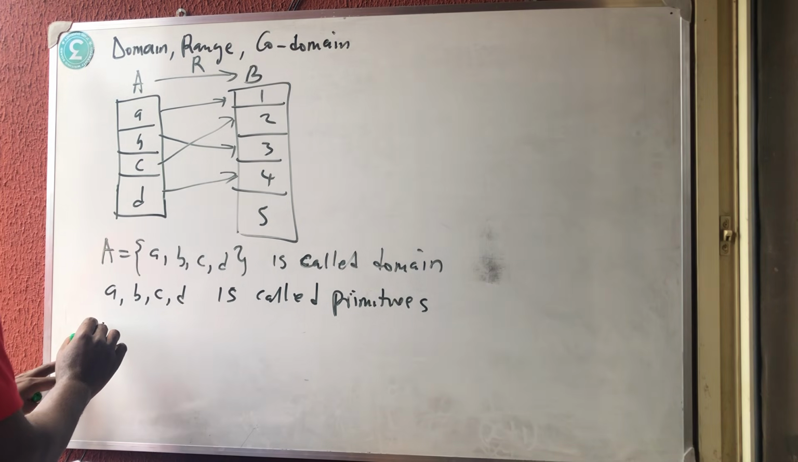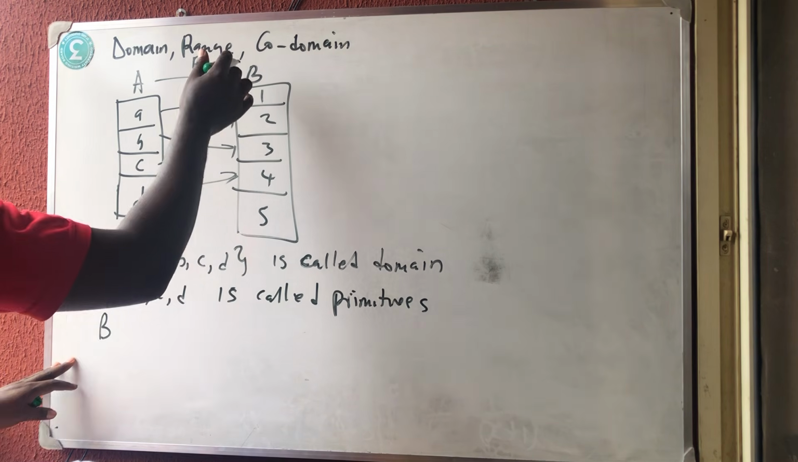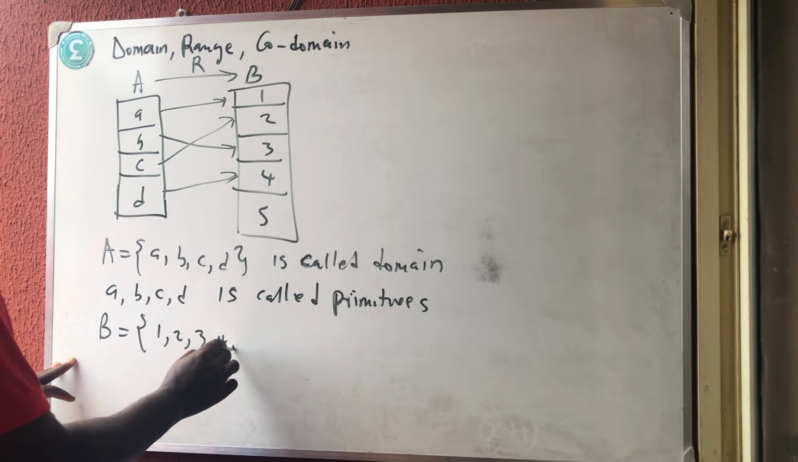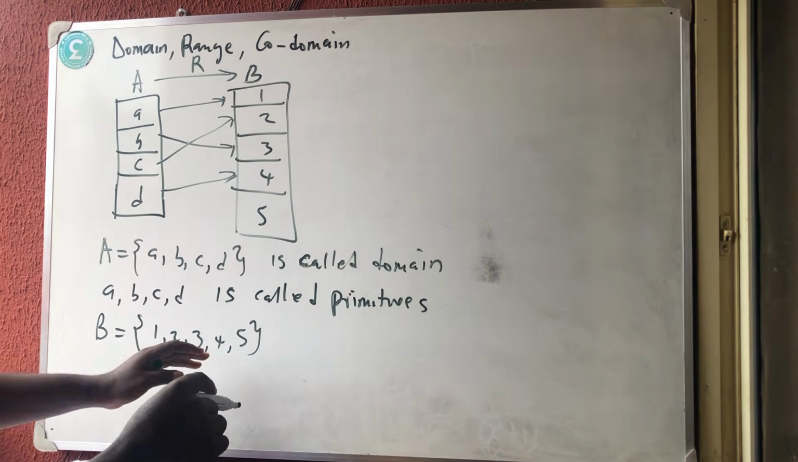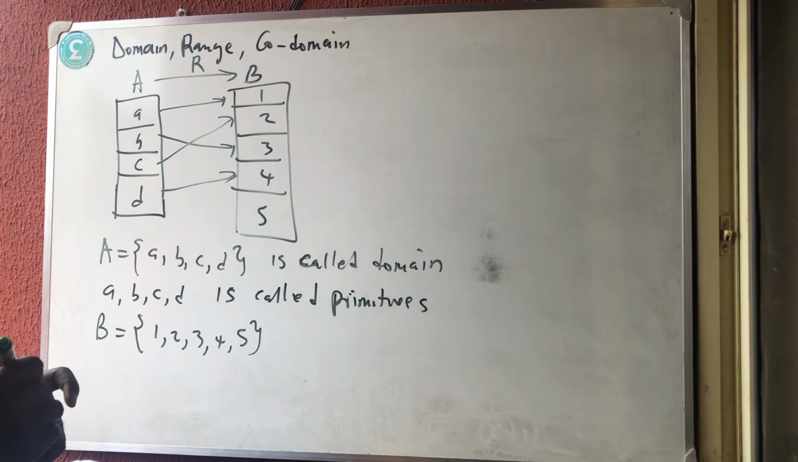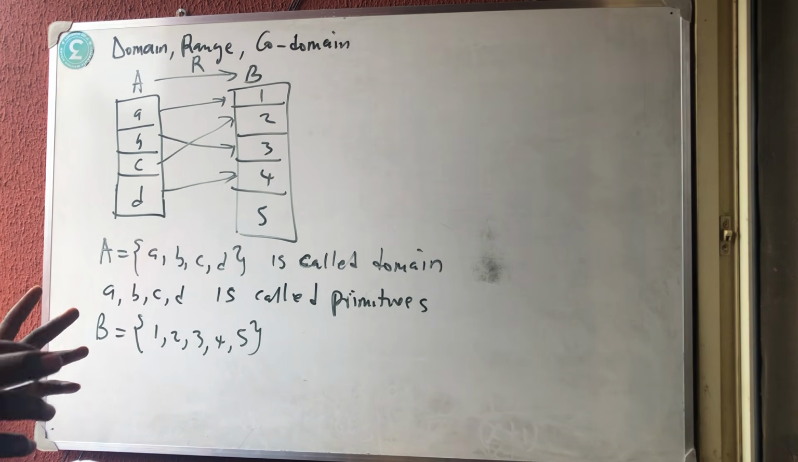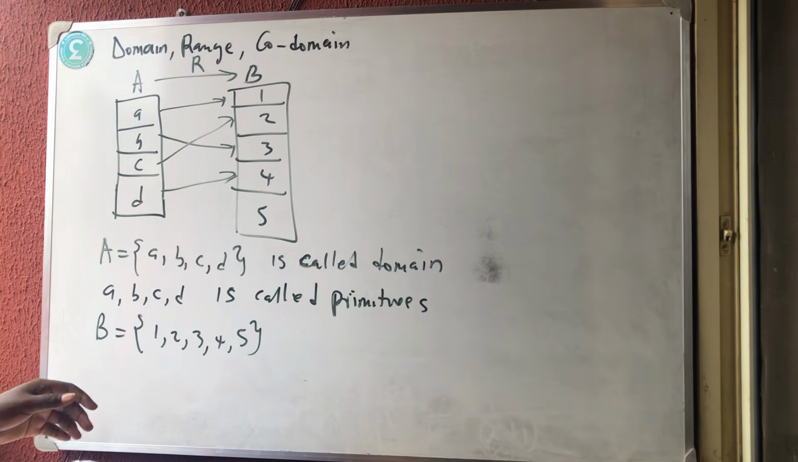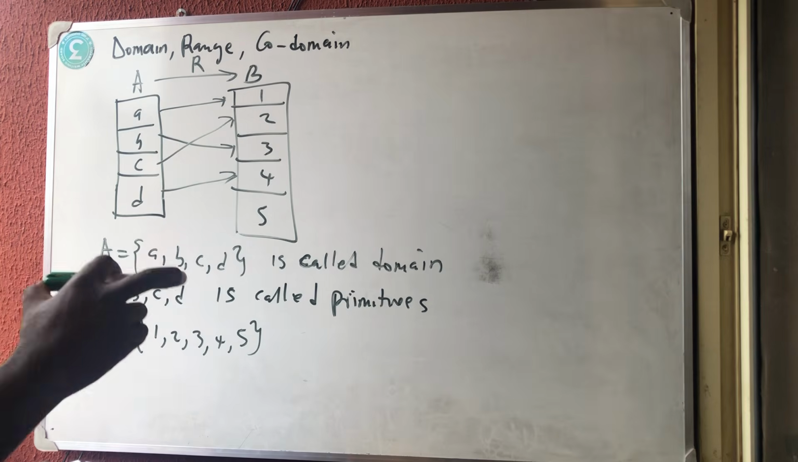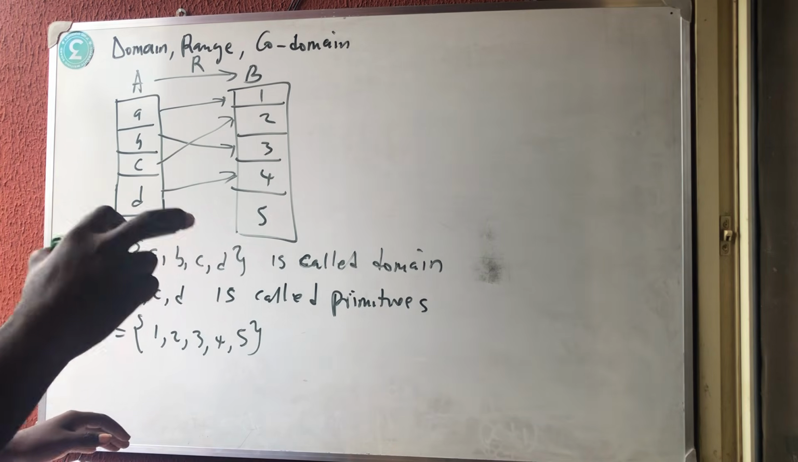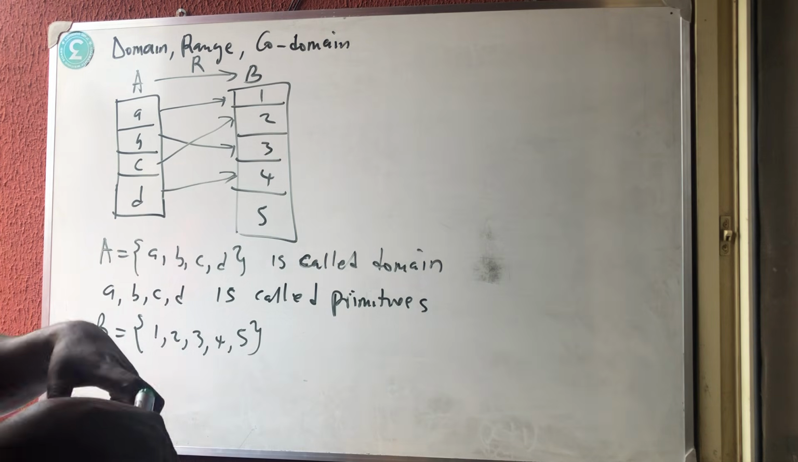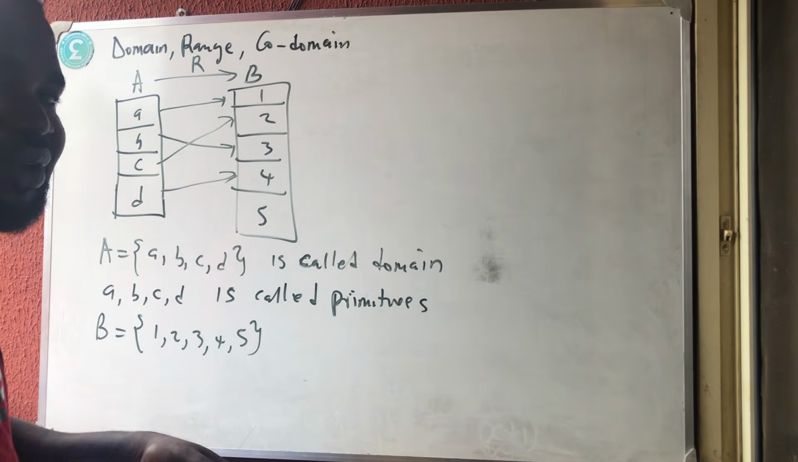They produced, okay, let me say B, the set of B, which is 1, 2, 3, 4, and 5. These are the possible things they are supposed to produce, not the ones they produce. The possible things they are supposed to produce is called the codomain. The possible things they are supposed to produce is called what? The codomain. So the range is a subset of the codomain. The one they produced is now the range.